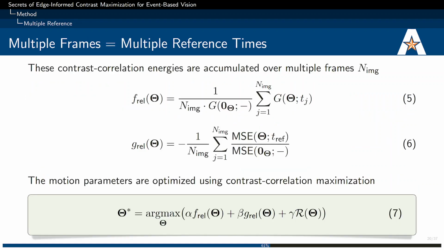Contrast and correlation energies are accumulated over multiple frames and reference times, as shown in equations 5 and 6. As expressed in equation 7, our final objective function comprises a contrast term, a correlation term, and a regularization term. We optimize theta using the BFGS solver available through the JAX framework.